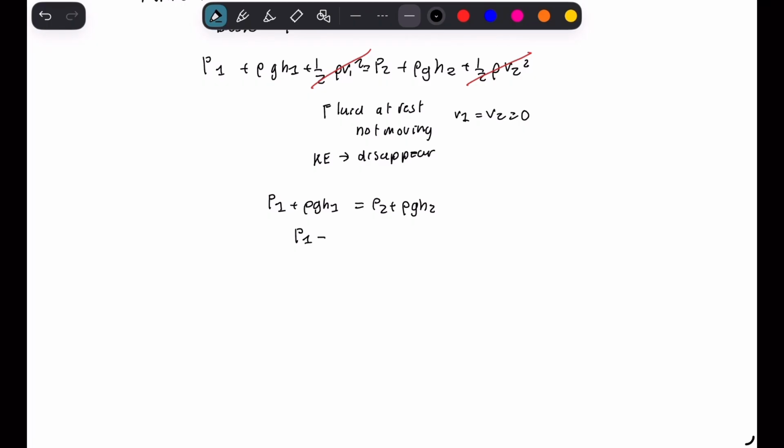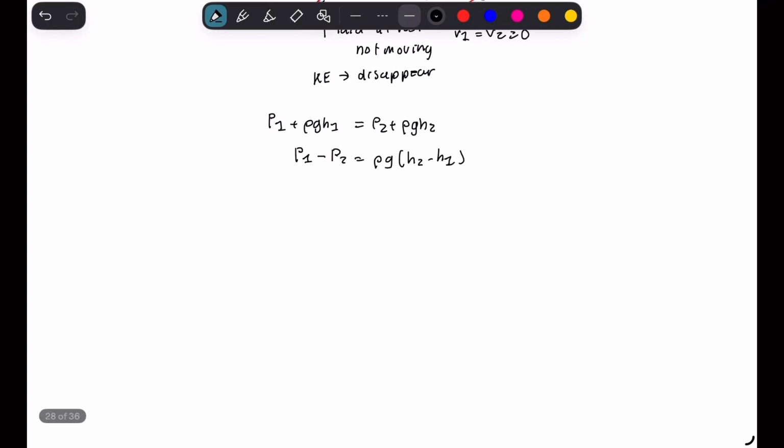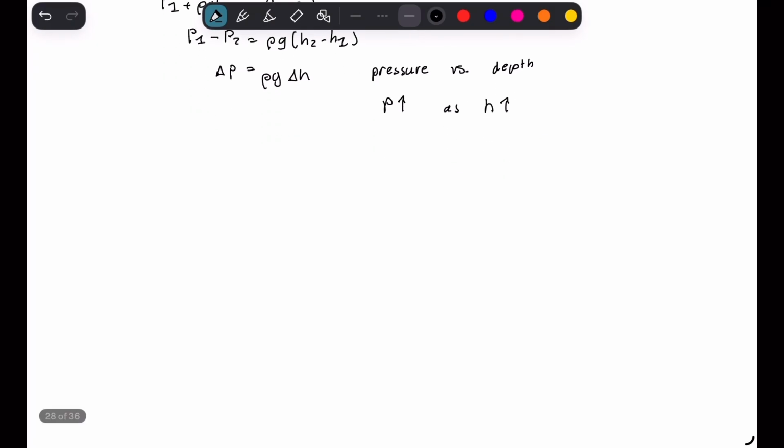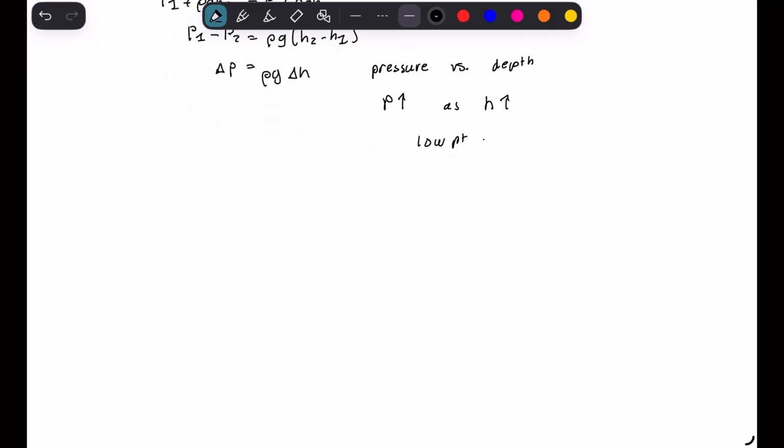Rearrange that, that's P1 minus P2 is equal to rho G (H2 minus H1). And you can just rewrite this as the change in pressure is equal to rho G times the change in H. So this is the pressure versus depth formula. This says that pressure is going to increase as you increase your depth. They're directly related. So that means that at a low point you're going to have a high pressure.